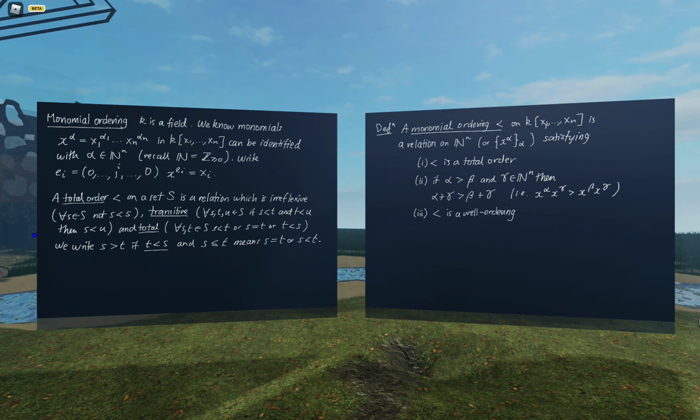Finally, it's a well ordering. That is, every non-empty subset S has a smallest element. What I mean by that is there exists an s in S, such that for all t in S, s is less than or equal to t.